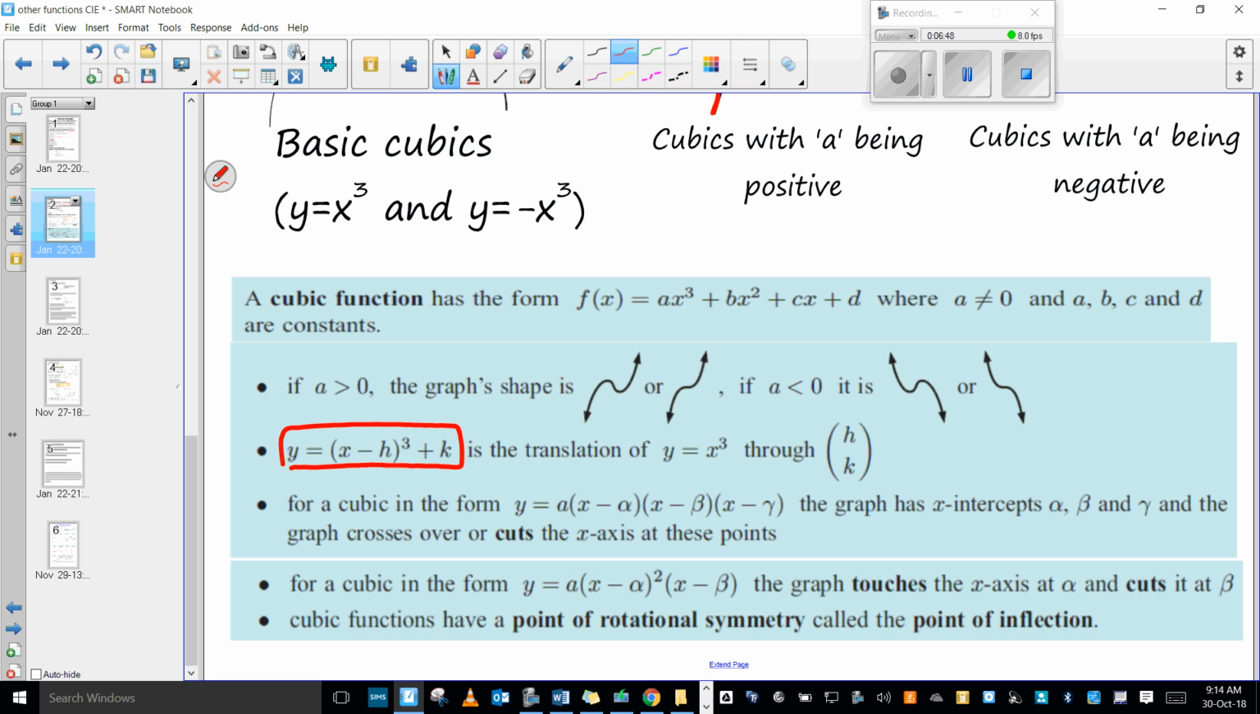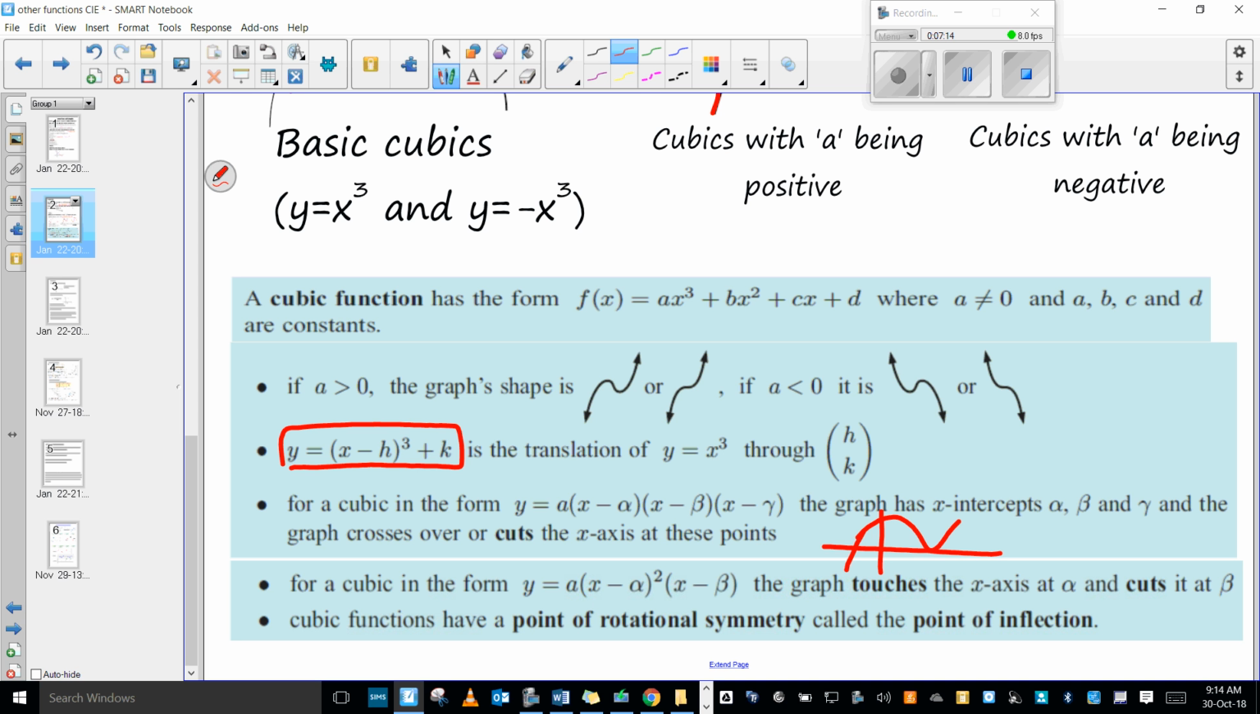So yeah, if it's in factorized form, as I've said, your intercepts are going to be at the opposite values to these. Okay, so this is an alpha, beta, and gamma. Sometimes your brackets are repeated, so they would be a squared bracket. That would mean that you would have a graph that would perhaps go through the axis in one place and then just touch at another.